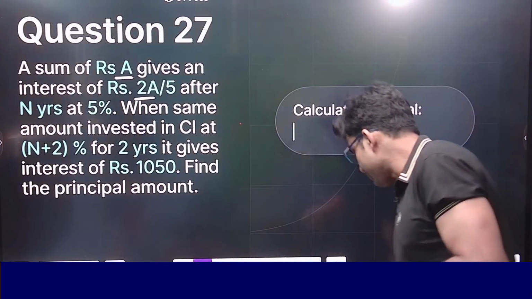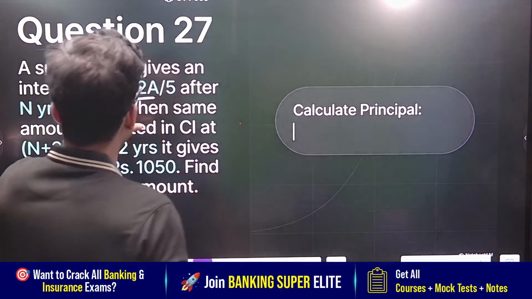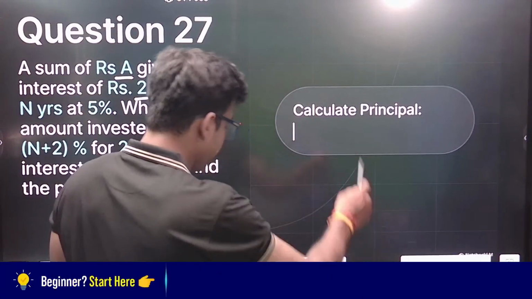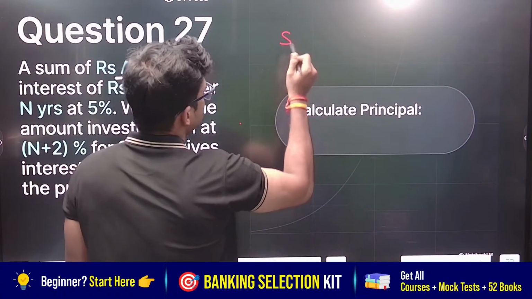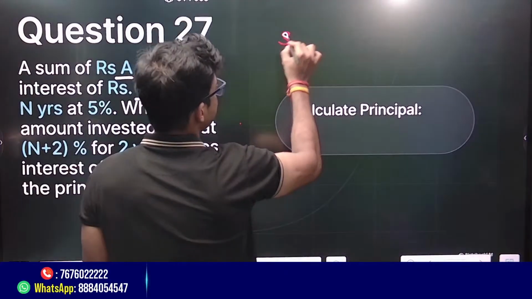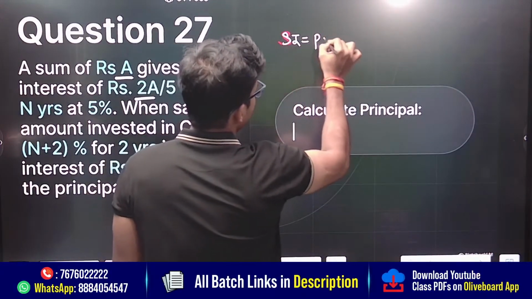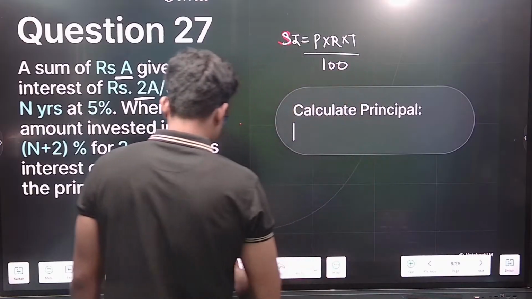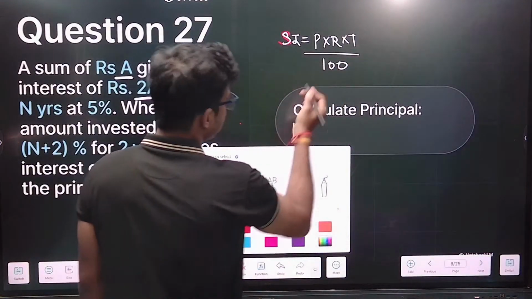Okay. First of all, the simple thing is that they have given everything. What we know is SI is equal to P into R into T by 100. That we know, everyone. Yes, this we know, sir.